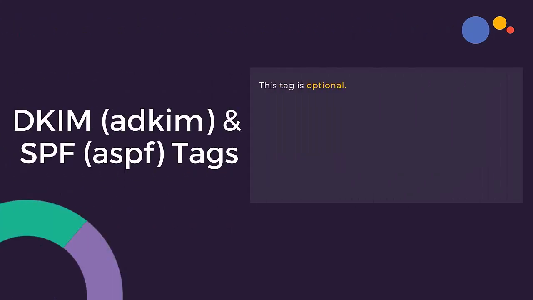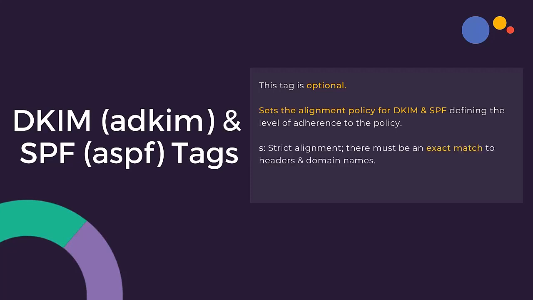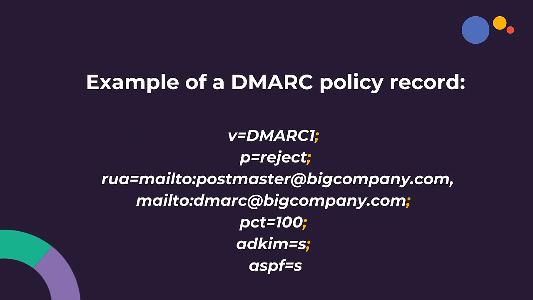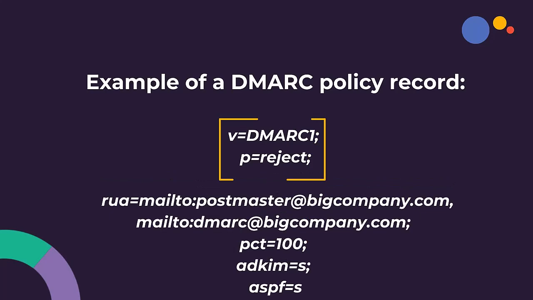Lastly, the DKIM and SPF tags, which are optional tags but which set the alignment policy for DKIM and SPF, define the level of adherence to the policy. There are 2 levels of adherence. S, which is strict alignment. There must be an exact match to the headers and domain names. Relaxed alignment allows for a partial match of SPF and DKIM. Tags are separated by semicolons. The V and P tags must be listed first. Other tags can be in any order.